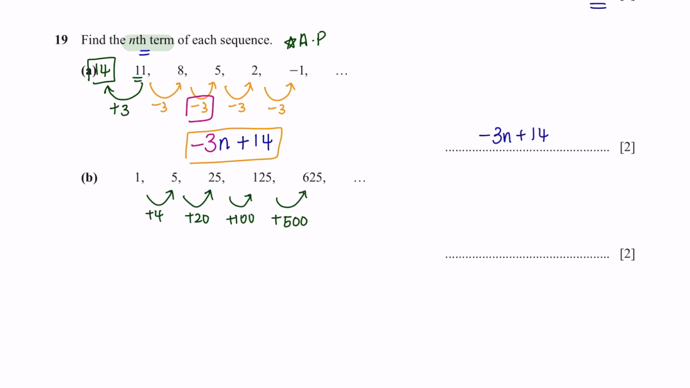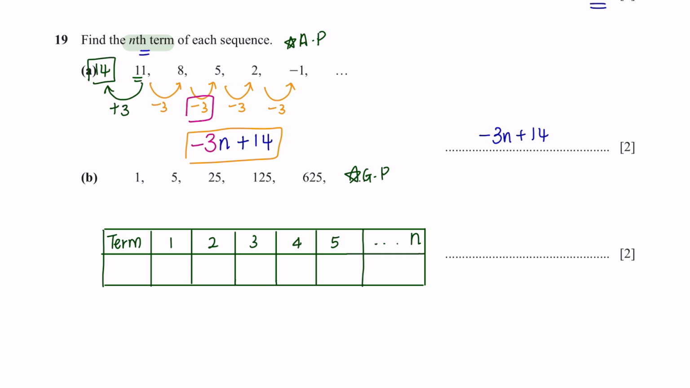Next, question B. The difference for each term is not a similar number, meaning that this must be a geometric progression. For geometric progression, I like to do it a little bit differently. So let's first identify what the pattern is here. These all seem to be multiples of 5. To be more exact, they're actually 5 to the power of 1, 5 to the power of 2, 5 to the power of 3, and 5 to the power of 4. And 1 means 5 to the power of 0. So let's write this into the table.